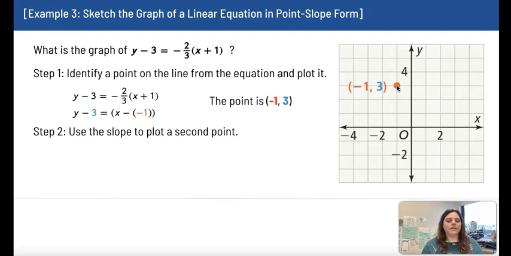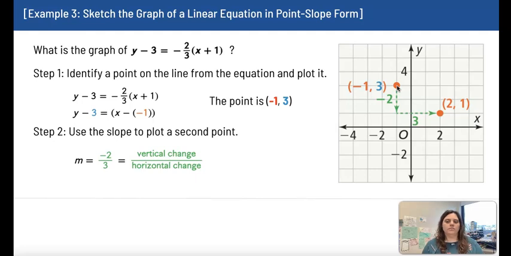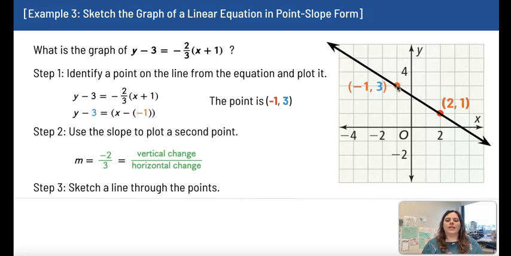From here, now we use the slope to plot a second point. Our slope is negative 2 over 3. Remember, that's the vertical over the horizontal. So we'll go down 2 and right 3 to get another point. In this case, that lands at 2, 1. You could continue this process, again, moving down 2 and right 3. But once you have 2 points, you can draw your line and have your graphed problem.